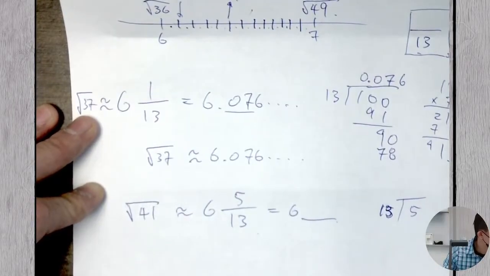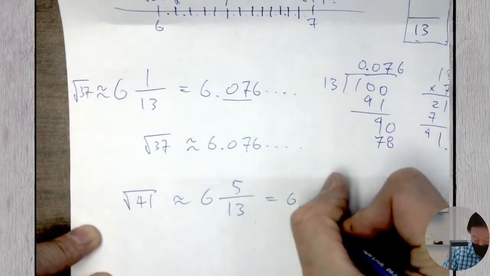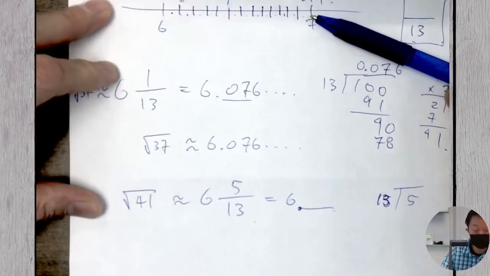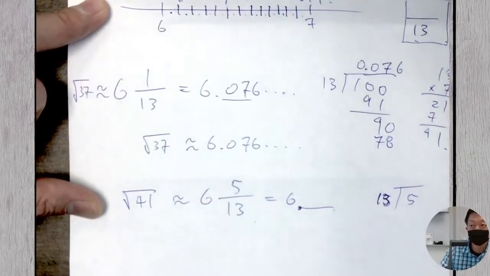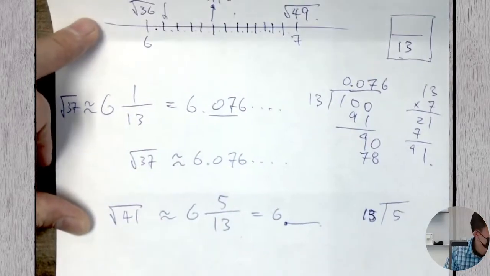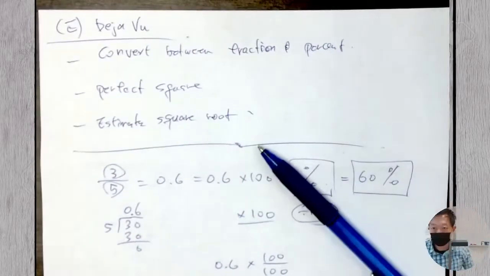All right? So I'll leave it there. Again, this is a way that you can estimate better. You can find out more accurately what this square root is going to be. Okay? And that is everything in the review for DejaVu part.